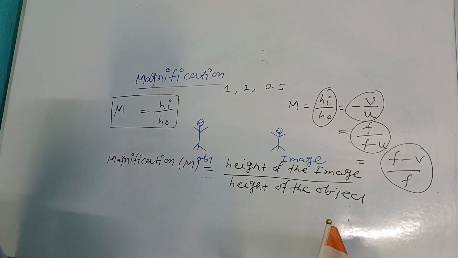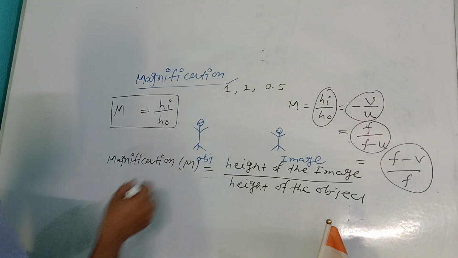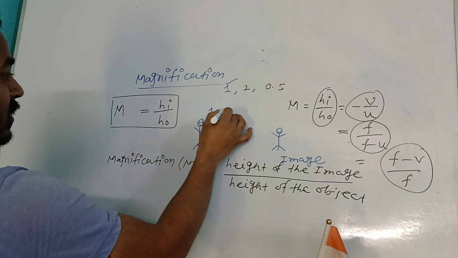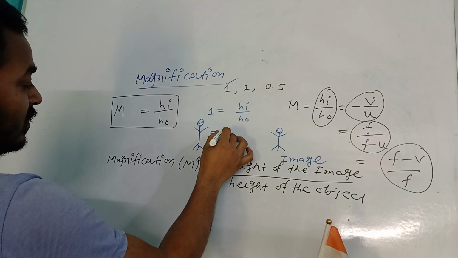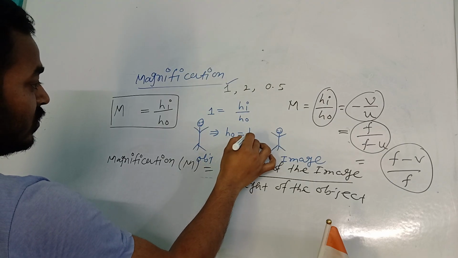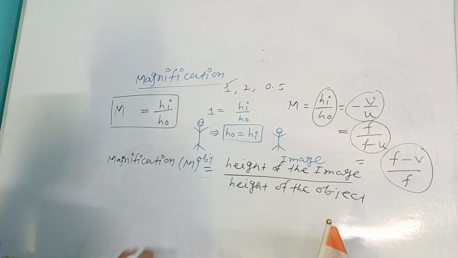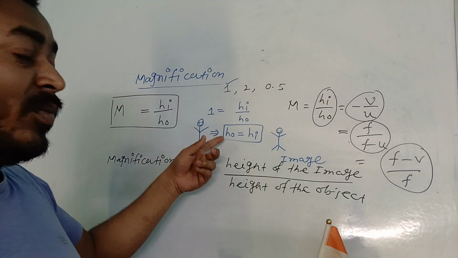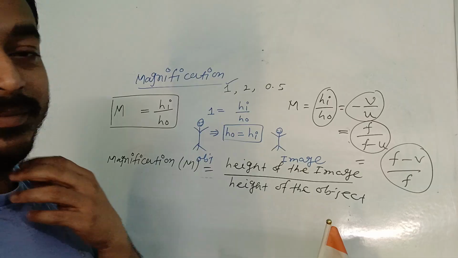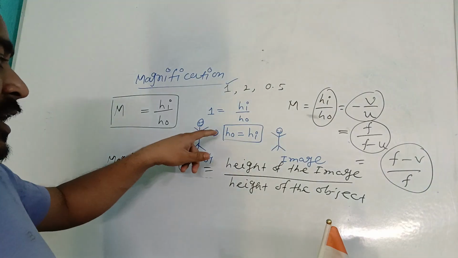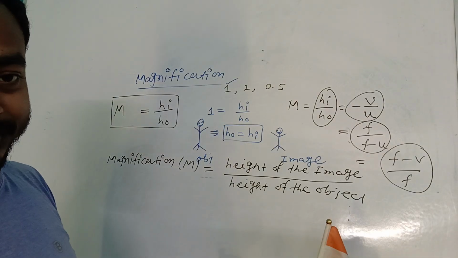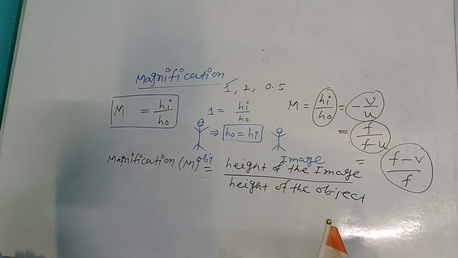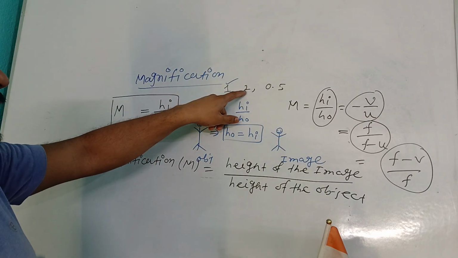Now, what do you mean by magnification 1? Put m equal to 1. So 1 is equal to hi by ho. Cross multiplying, we can write ho is equal to hi. Magnification 1 implies object height and image height are the same. Clear? So the height of the image and the height of the object are the same.